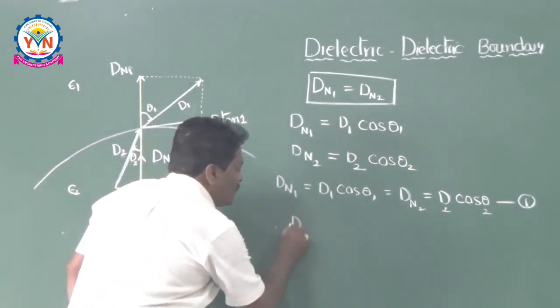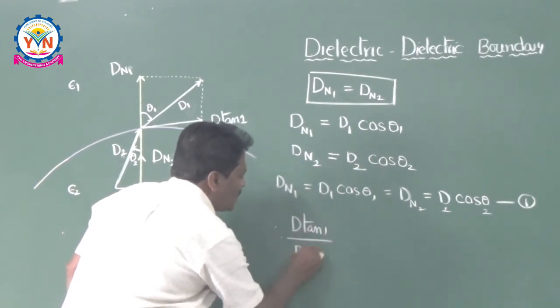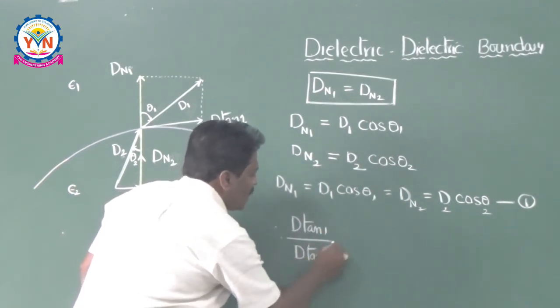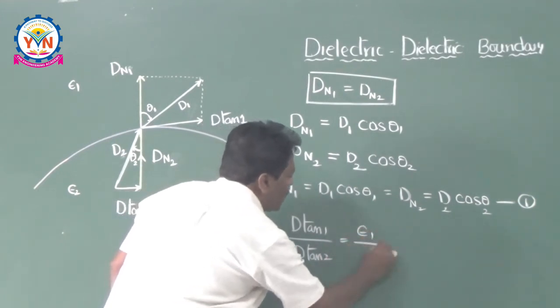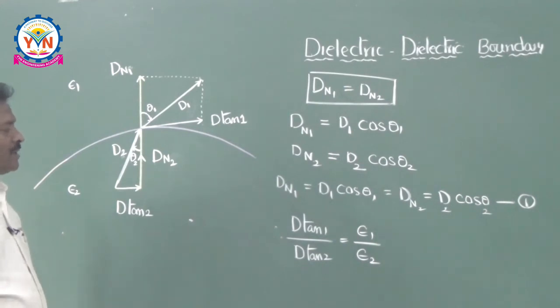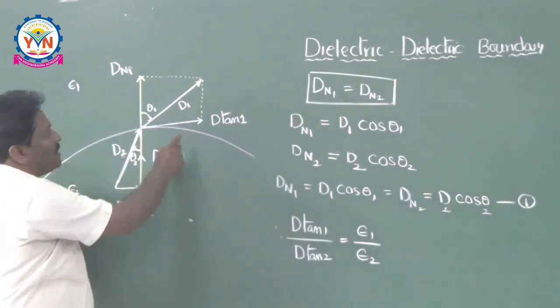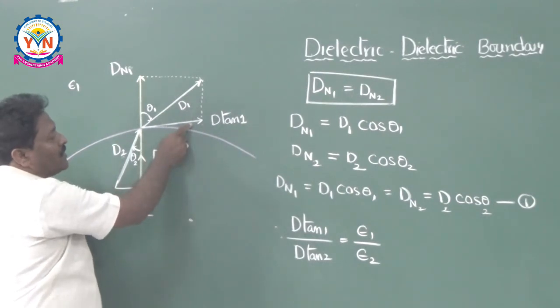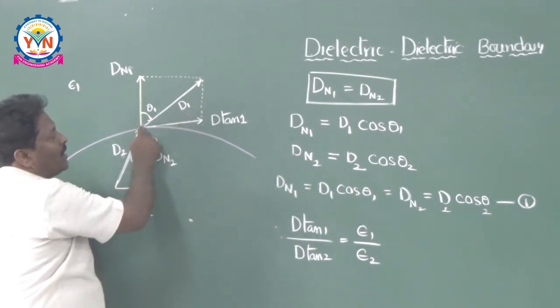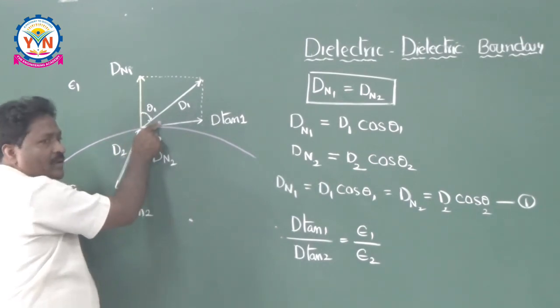dtan1 by dtan2 is equal to epsilon 1 divided by epsilon 2. This is the boundary condition you already got. Tangential component of D. So friends, what is the tangential component of D? Tangential component of D is D1. Here it is making an angle theta 1. It is 90 minus theta 1, right?